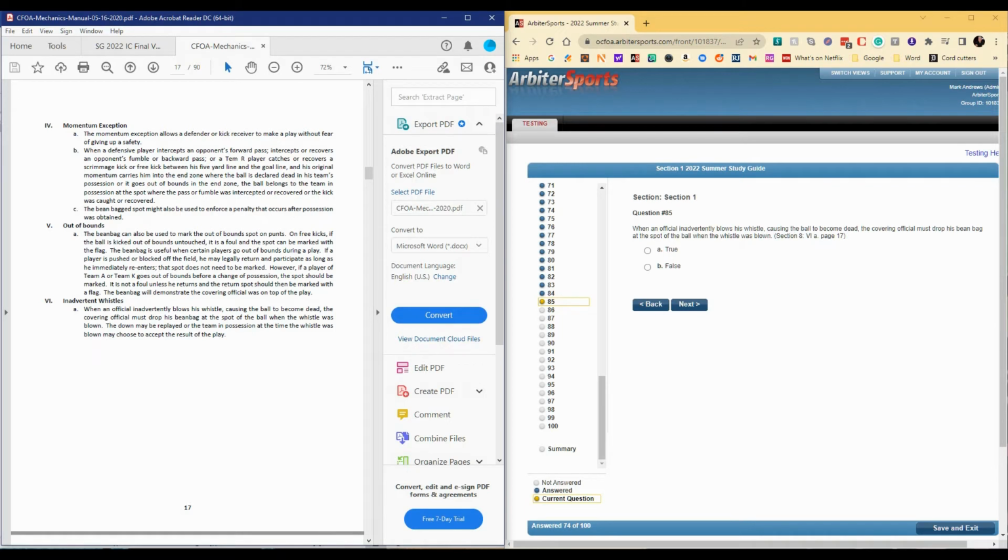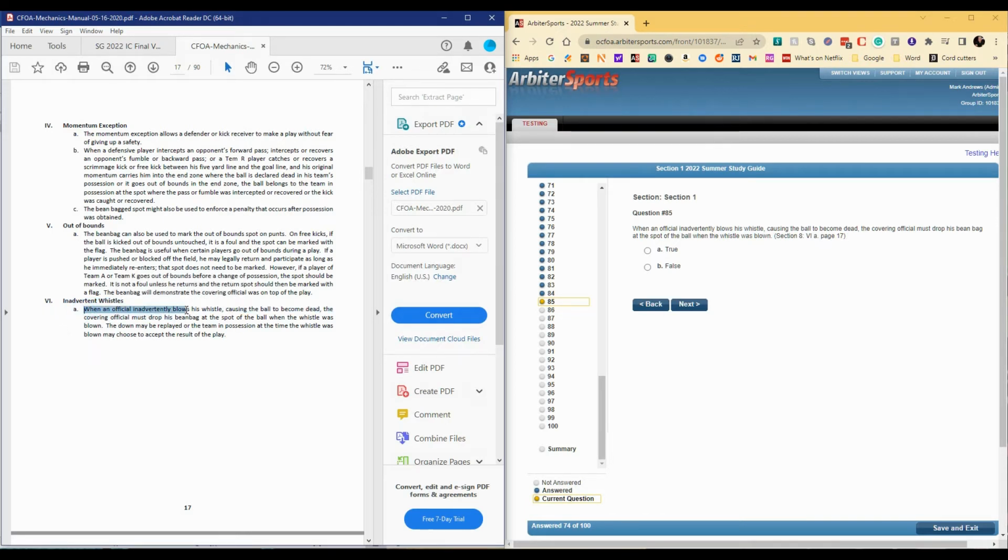Question 85. When an official inadvertently blows his whistle, causing the ball to become dead, the covering official must drop his beanbag at the spot of the ball when the whistle is blown. And here we cover inadvertent whistles. We don't ever have inadvertent whistles, right, guys?